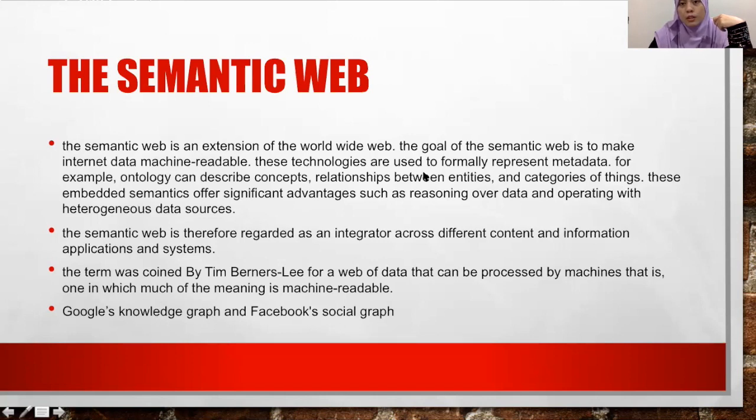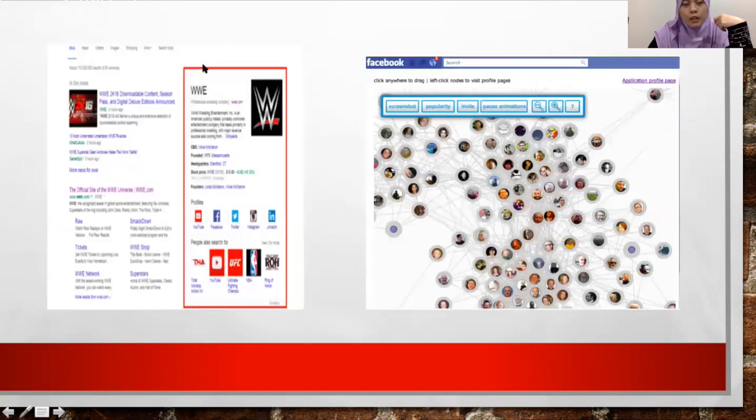You can see this example in Google's knowledge graph and Facebook's social graph. You know what's Google's knowledge graph? You've seen this before, right? Every time you search on Google, most of the time you have this little box. If you're searching for something that's prominent, you will find this little box of all the information available about that particular thing you searched for. For example, WWE. What is WWE? The worldwide, I don't know. Is it the boxing thing?